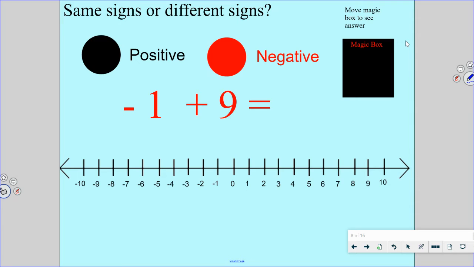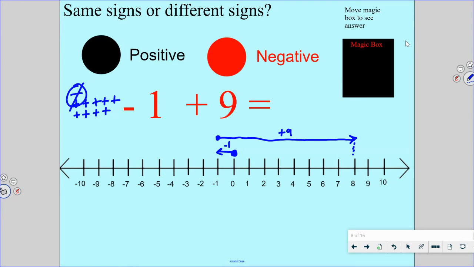-1, +9. Again, you can use the black dots for the pluses. Are there any zero pairs that cancel out? Oh, I see one. Or on a number line, -1 goes to the left. +9, 1, 2, 3, 4, 5, 6, 7, 8, and 9 goes to the right.